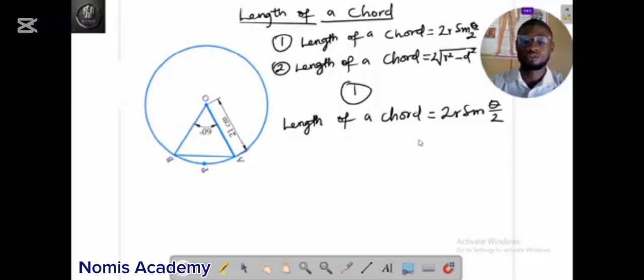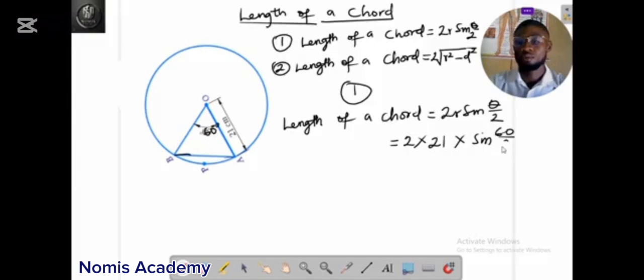Let's use this to solve the question we have on the left hand side of the screen. If we are to calculate the length of this chord, remember AB, line AB is a chord. So to calculate the length of the chord, we say 2 multiplied by the radius, which is 21, multiplied by sine of the angle subtended at the center of the circle, which is 60 degrees, divided by 2.